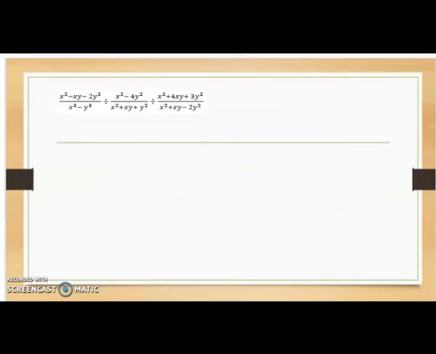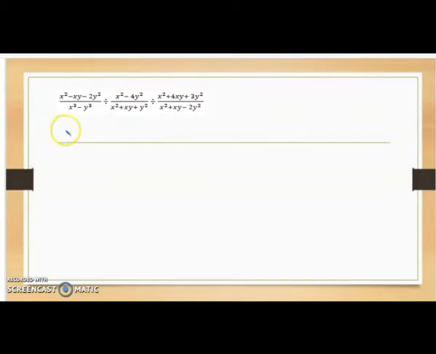Okay, let's have another example. So we have here (x squared minus xy minus 2y squared) all over (x cubed minus y cubed), divided by (x squared minus 4y squared) all over (x squared plus xy plus y squared), divided by (x squared plus 4xy plus 3y squared) all over (x squared plus xy minus 2y squared). Okay, so the operation here both is division. So again, get the reciprocal of the divisors.